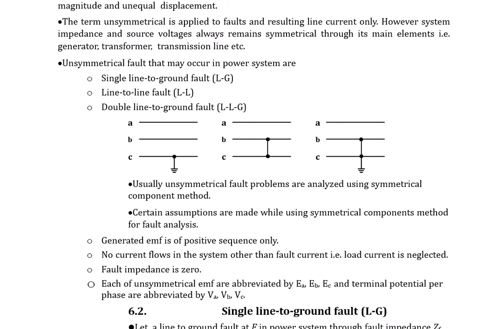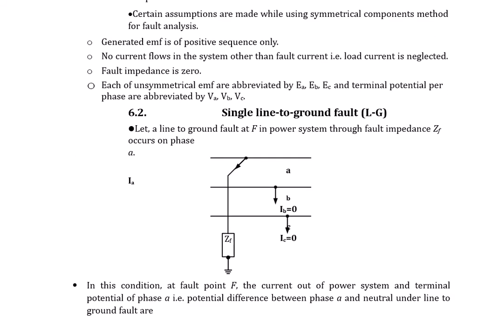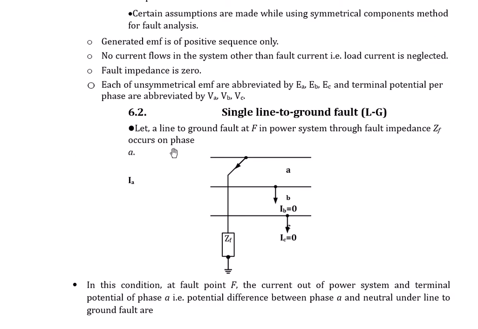Now we will discuss each fault one by one, and how we can analyze it using symmetrical components. The first type of fault is the single line to ground fault, the LG fault, and mostly this fault arises in the power system. Let there be a line to ground fault at F. This is the location of the fault, and of the three lines A, B, and C, only phase A gets connected to the ground through ZF. Here the fault is created.